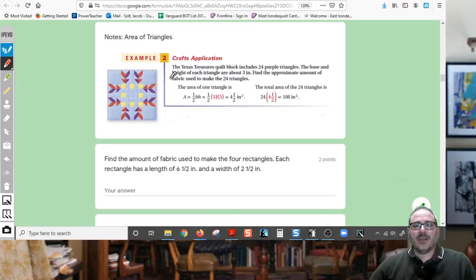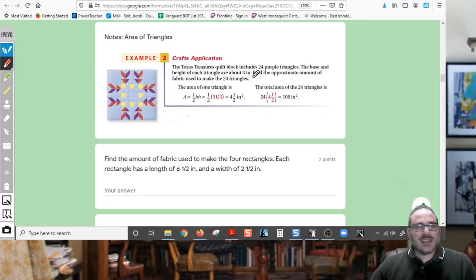So there's this place called the Texas Treasures Quilt Block. All right, so this is a Texas Treasures Quilt Block in Texas. I don't do quilting, but apparently this is some kind of pattern that has a specific name called the Texas Treasures. And it includes 24 purple triangles. The base and height of each triangle are about 3 inches. Find the approximate amount of fabric used to make 24 triangles.